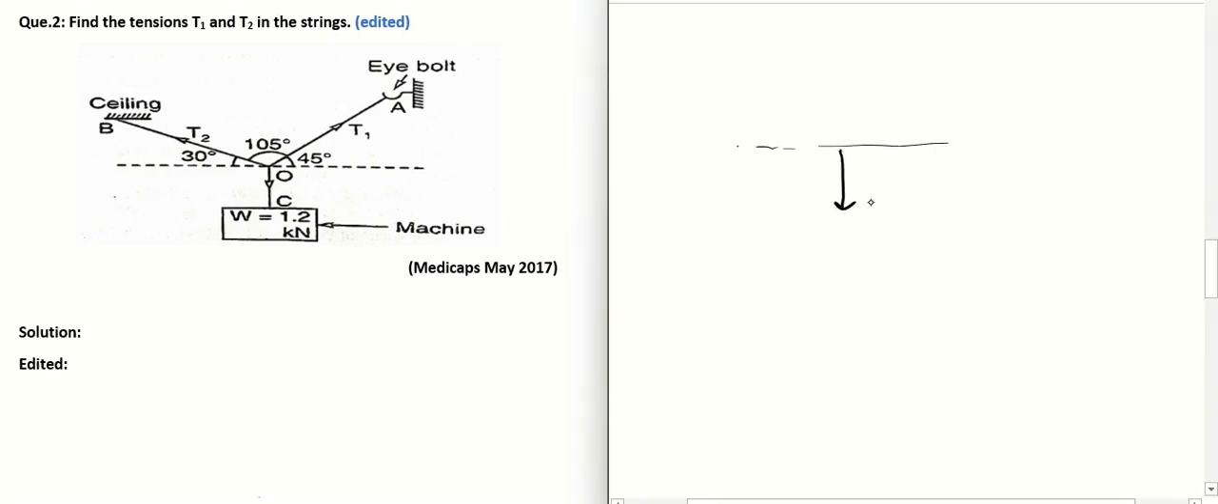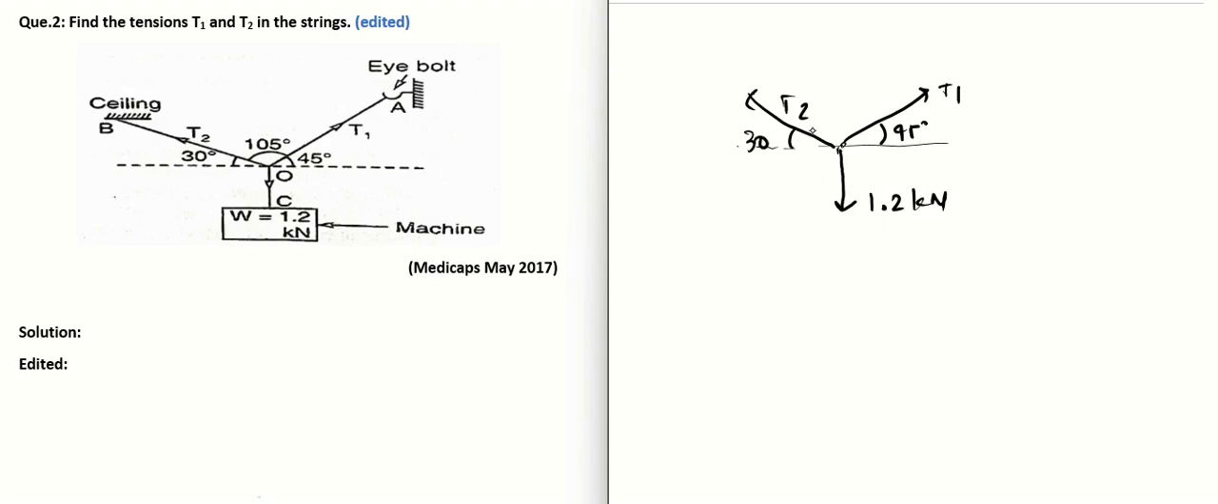We have a downward force of 1.2 kilonewton, which is 90 degrees to the horizontal direction, and we have a force T1 acting at an angle of 45 degrees. We have a force T2 acting at an angle of 30 degrees, and the angle between the two will obviously be 180 minus (45 plus 30), which gives you 105.